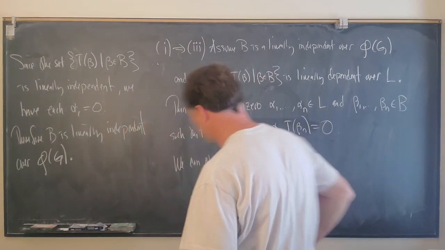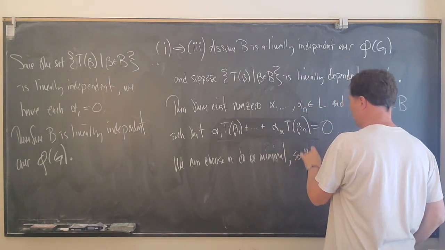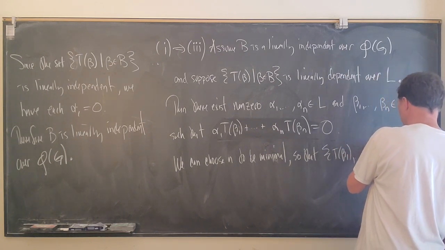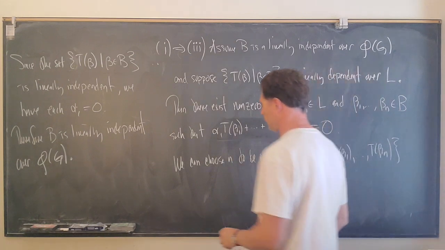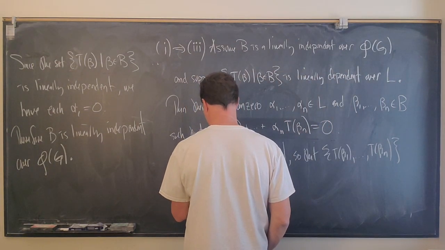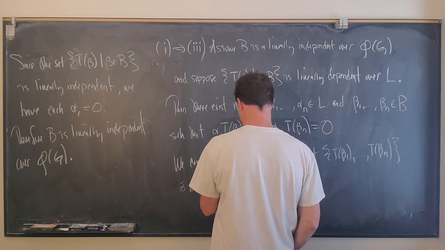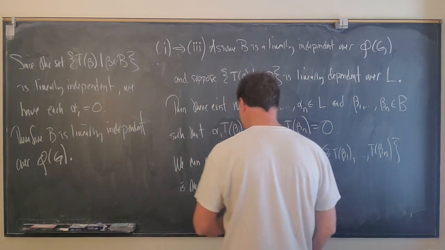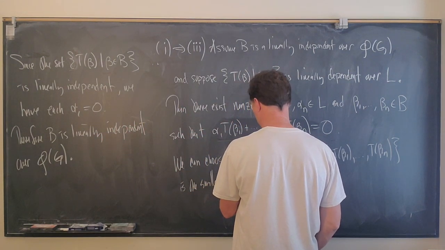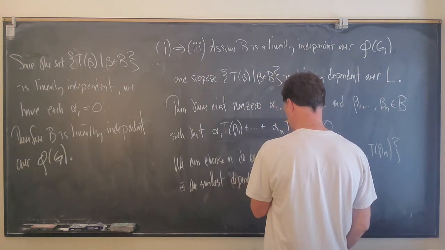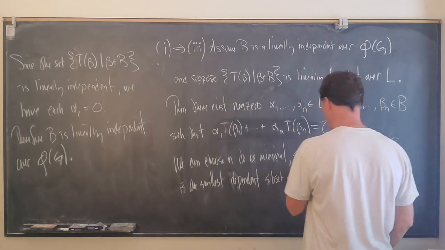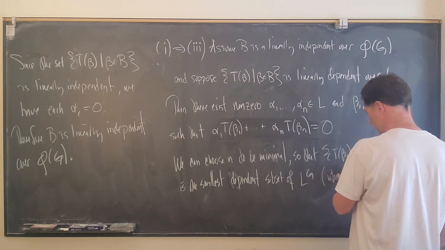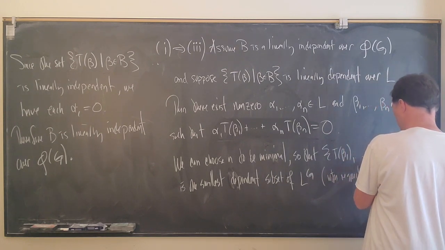So we can choose n to be minimal. And so, let's say it like this, so that T beta 1 up through T beta n is the smallest linearly dependent subset of L to the G, and remember here we're using coefficients from L, so with respect to L.